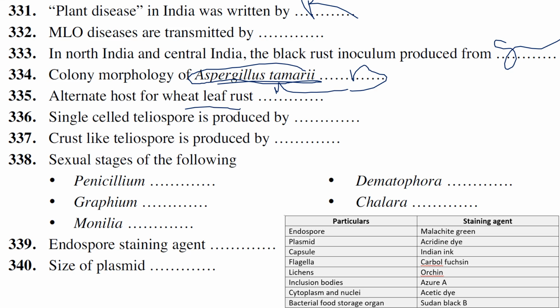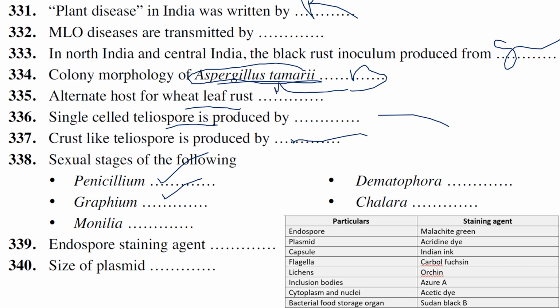Single-celled teliospore is produced by Uromyces, double-celled by Puccinia, multi-celled by Phragmidium, and parachute-like teliospore by Ravenelia. These are all the types of teliospore that we have covered in mycology. Crust-like teliospores are produced by Melampsora.